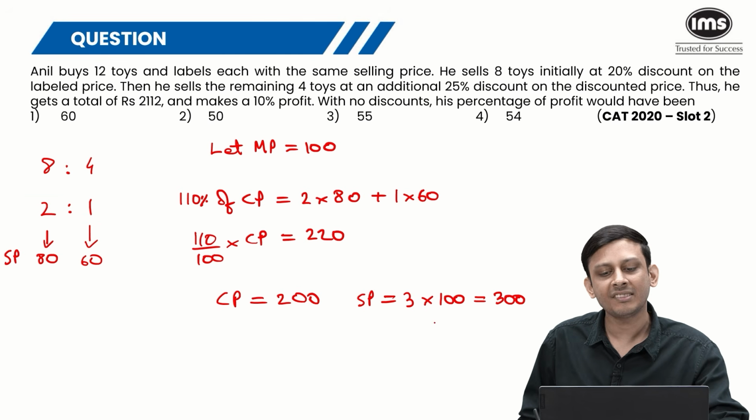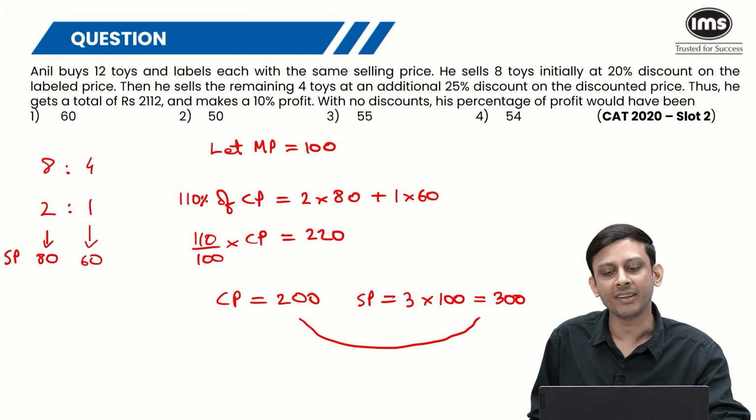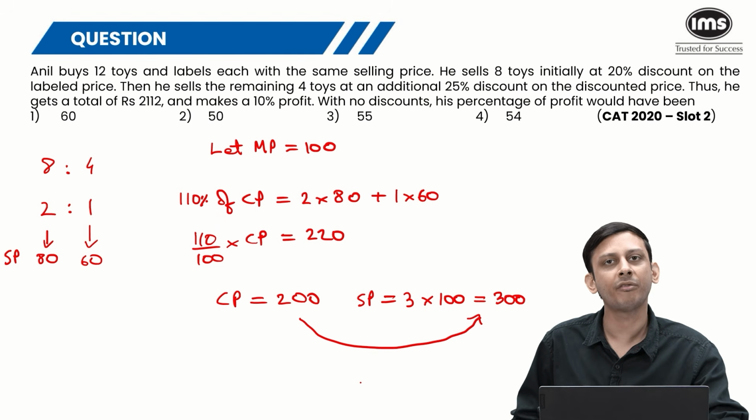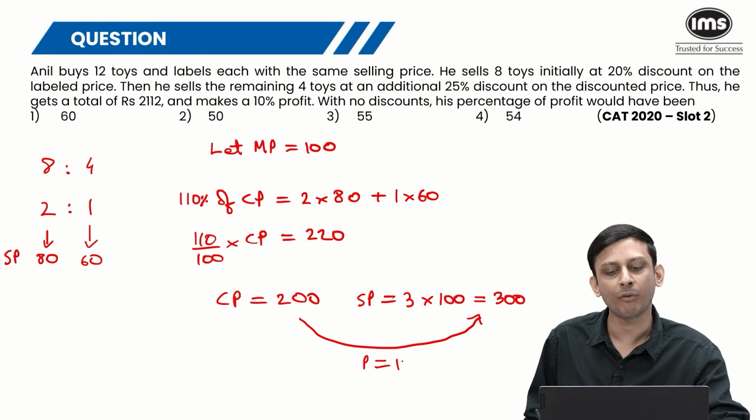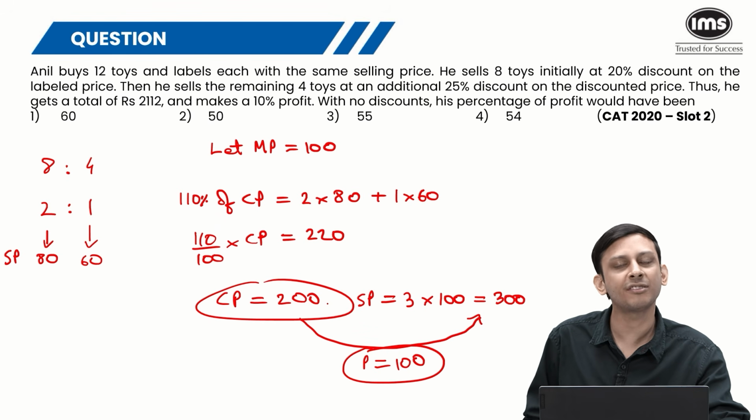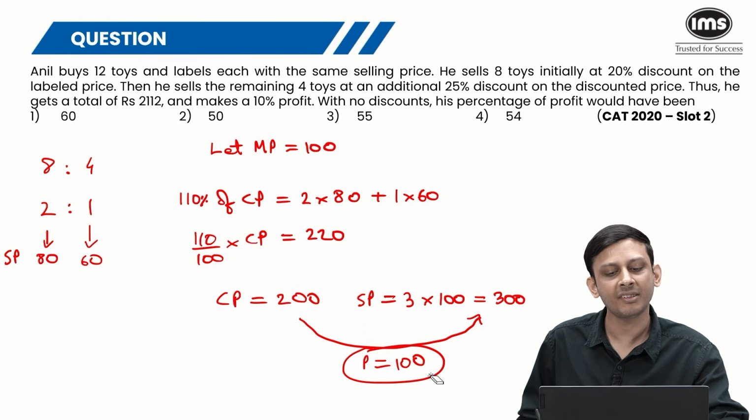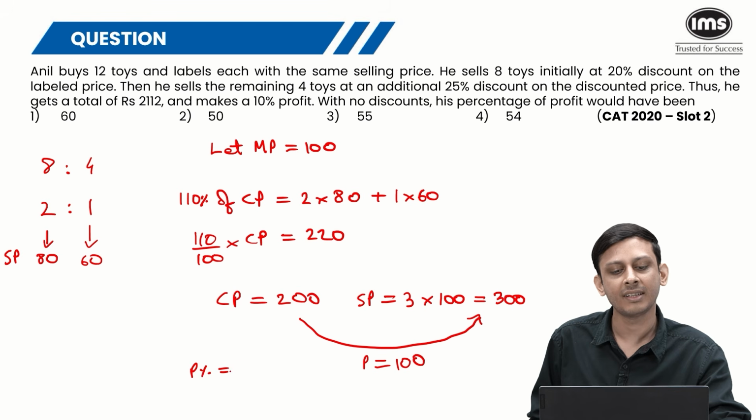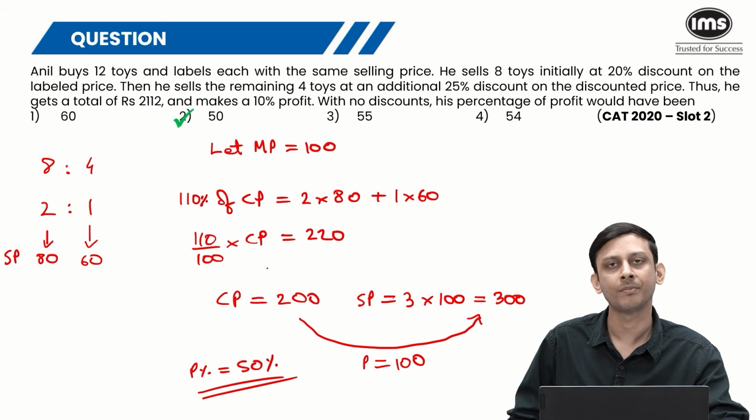Okay, so now you can easily see that from 200 to 300, we have 50% profit. Because 200 to 300, we have increase of 100. So profit of 100. And that profit of 100 is half of the cost price of 200. Half gives us 50%. So the profit percent is equal to 50%. That gives us the answer as option 2.